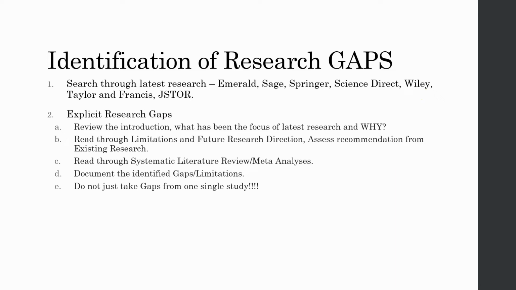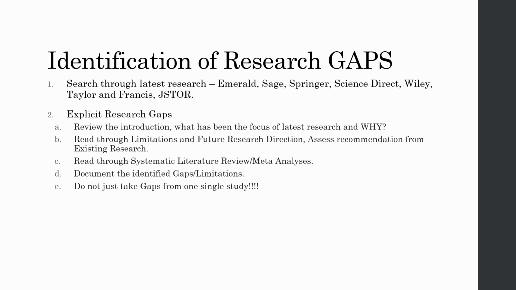Why shall we read through the limitations and future research direction? Because in that particular limitations and future research directions, the author would have summarized what were the limitations of their research, both in terms of conceptual limitations, methodological limitations, analytical limitations, and what they propose for future research scholars as to what should be done in future. What variables may be studied in the future. We need to assess the recommendations from existing research by looking at what are the recommendations by these research scholars.